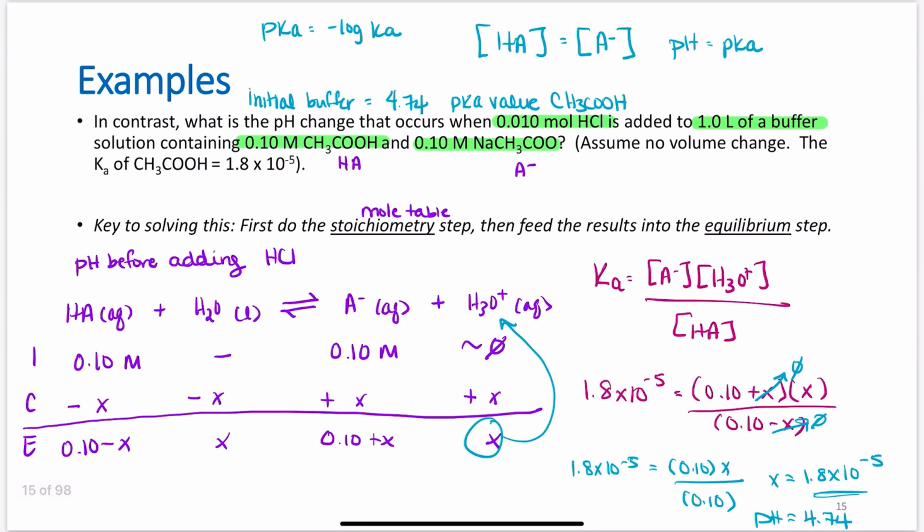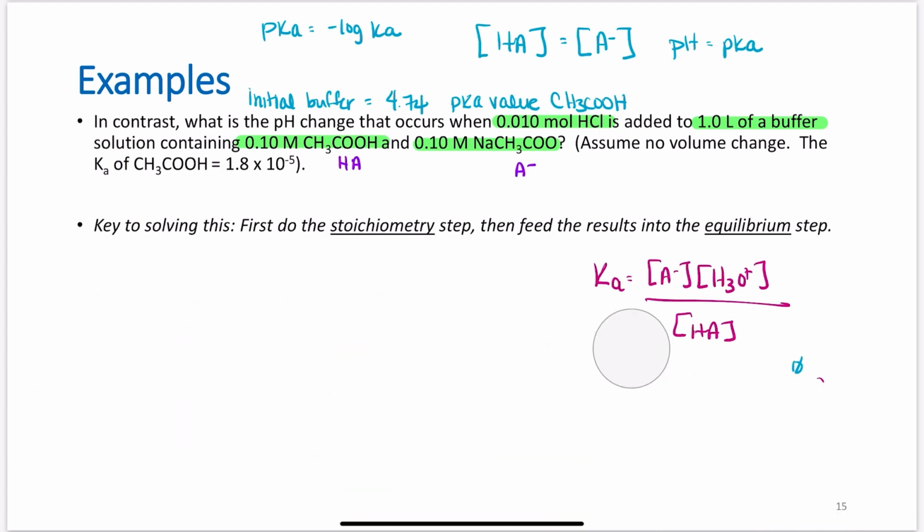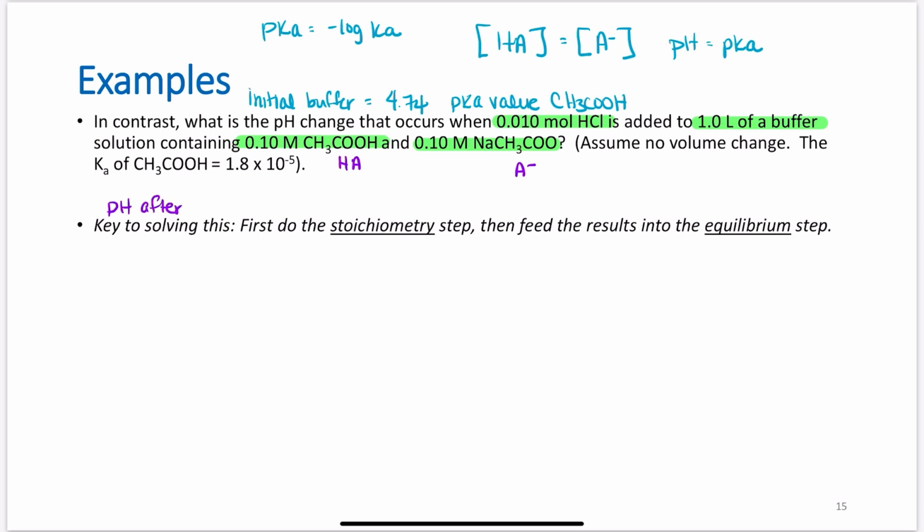So we got the initial pH, but I want to find the pH after the addition of HCl. I need to erase all this because I don't have space. And if I'm going to add acid to it, I need to first do a mole table. So, pH after adding acid. Mole table. Or BCA or B delta A, whichever way you want to remember it.